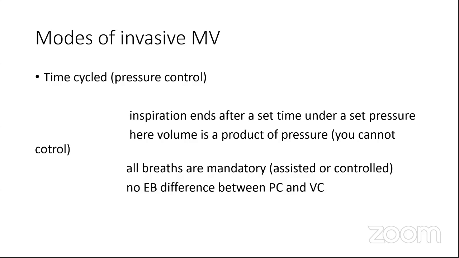So during the increase of pressure to what you have chosen for this time, air flows into the lung, giving the tidal volume. But then the tidal volume in this mode is just a product of the pressure you are applying. So you do not exactly know how much volume the patient will get. You can monitor it, but you do not choose how much. You just choose the pressure, and volume will be a product of that. It is again a mandatory or controlled mode where there's no spontaneous breathing.